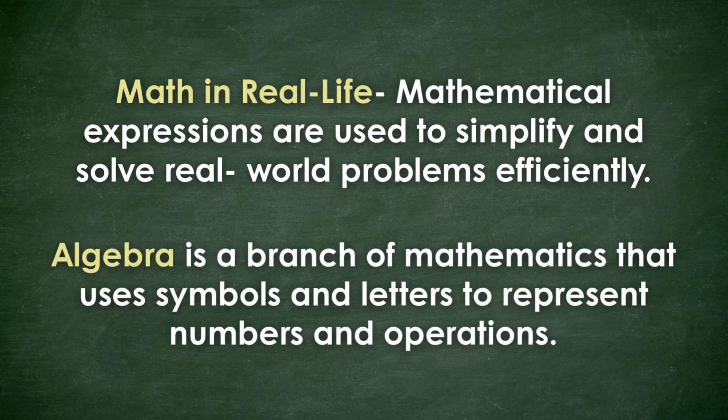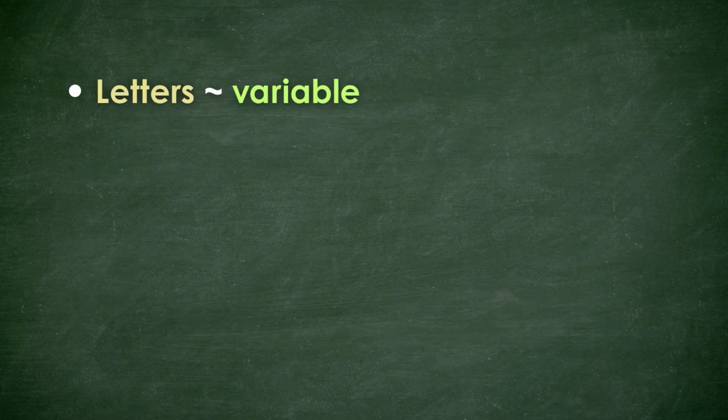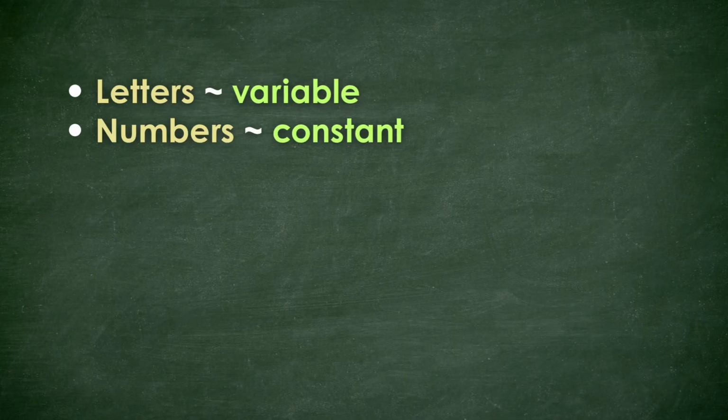Algebra is a branch of mathematics that uses symbols and letters to represent numbers and operations. In algebra, we work with two very important things: letters. These are called variables. They represent unknown or changing values. Numbers. These are called constants. They represent fixed values that do not change.